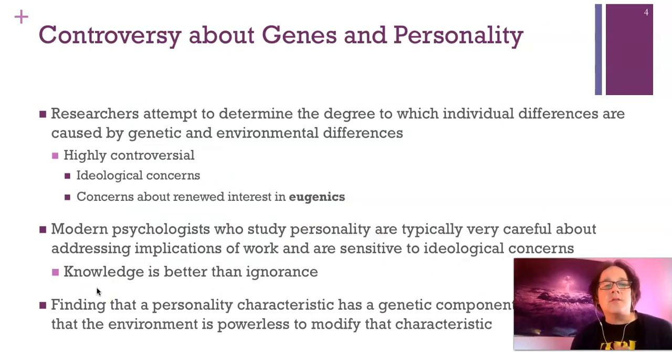So researchers will attempt to determine the degree to which individual differences in personality are caused by genetic and environmental differences. And as I said, this is kind of controversial here for some pretty good reason. We're basically talking about predetermination, right? We're saying that people are just born a certain way, and that kind of suggests that there's really nothing that you can do about that, or it downplays the environmental influences that might lead to certain types of behaviors, or might even lead to differences in physical characteristics.